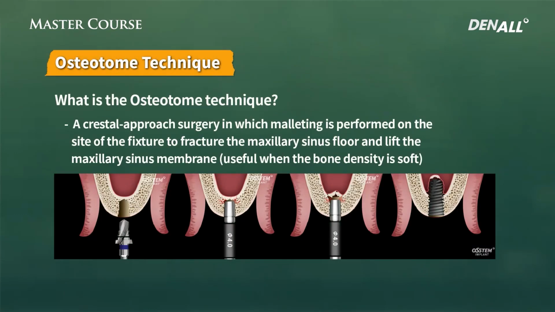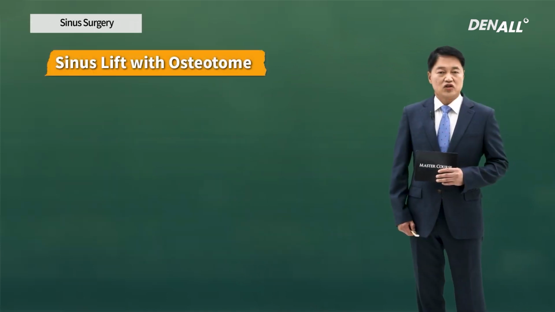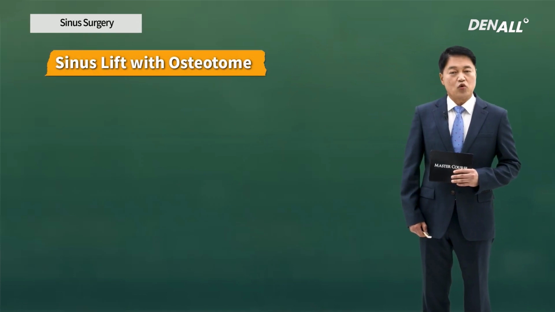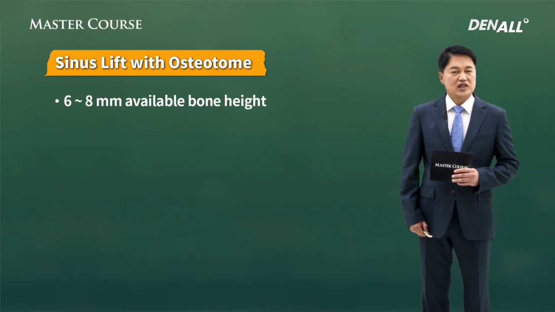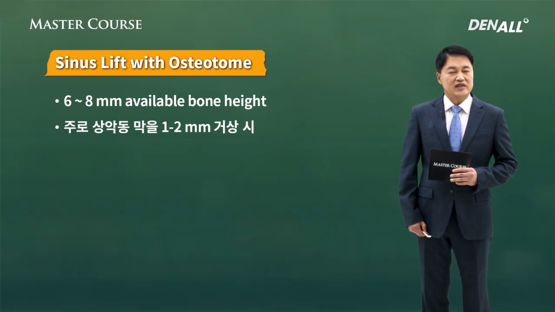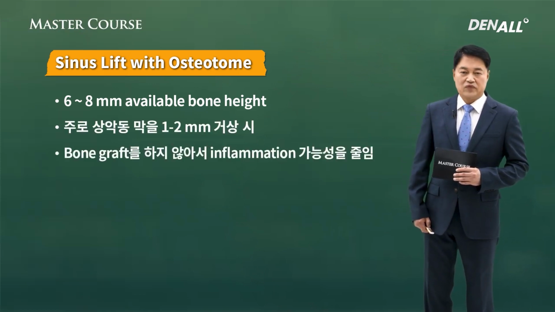As you can see, it's a crestal approach surgery in which drilling is performed on the site of the fixture to fracture the maxillary sinus floor and lift the maxillary sinus membrane, and it is very useful when the bone density is soft. As mentioned, without bone graft, with the osteotome technique, the residual bone height should be 6 to 8 millimeter, and you would lift the Schneiderian membrane by 1 or 2 millimeter.